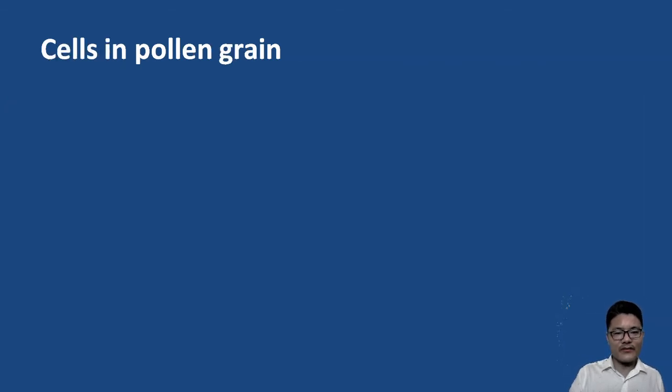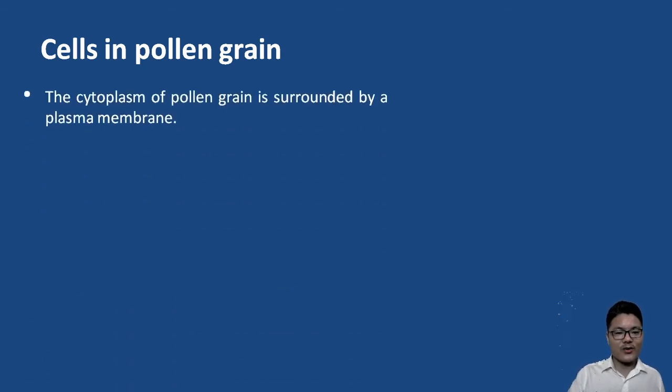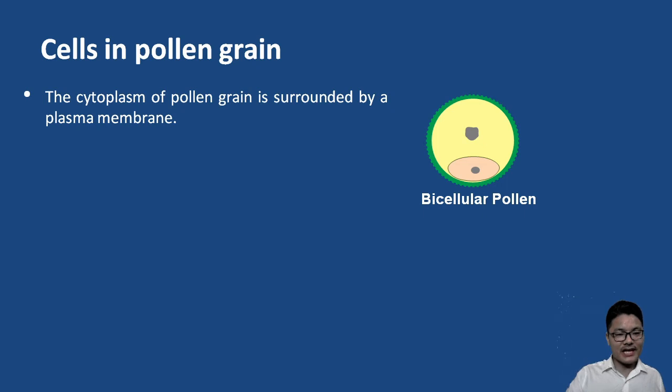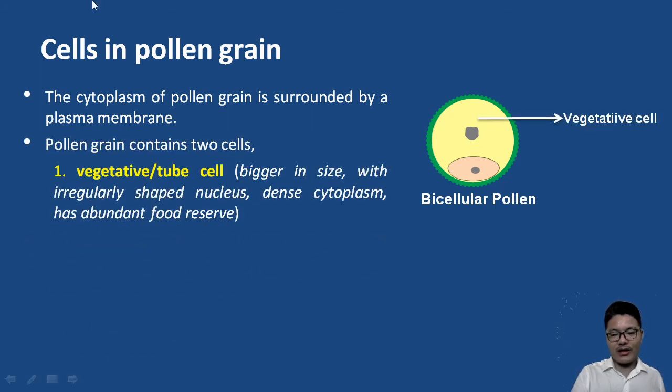Cells in the pollen grain. We have already seen the stages of pollen grain having two cells and three cells. Cells in the pollen grains are usually surrounded by cytoplasm and a cell membrane. Now we have the bicellular pollen stage, and in the bicellular pollen stage we are able to find a vegetative cell. The vegetative cell is also known as the tube cell. Why? The vegetative cell will form the pollen tube. That's why it is called the tube cell.